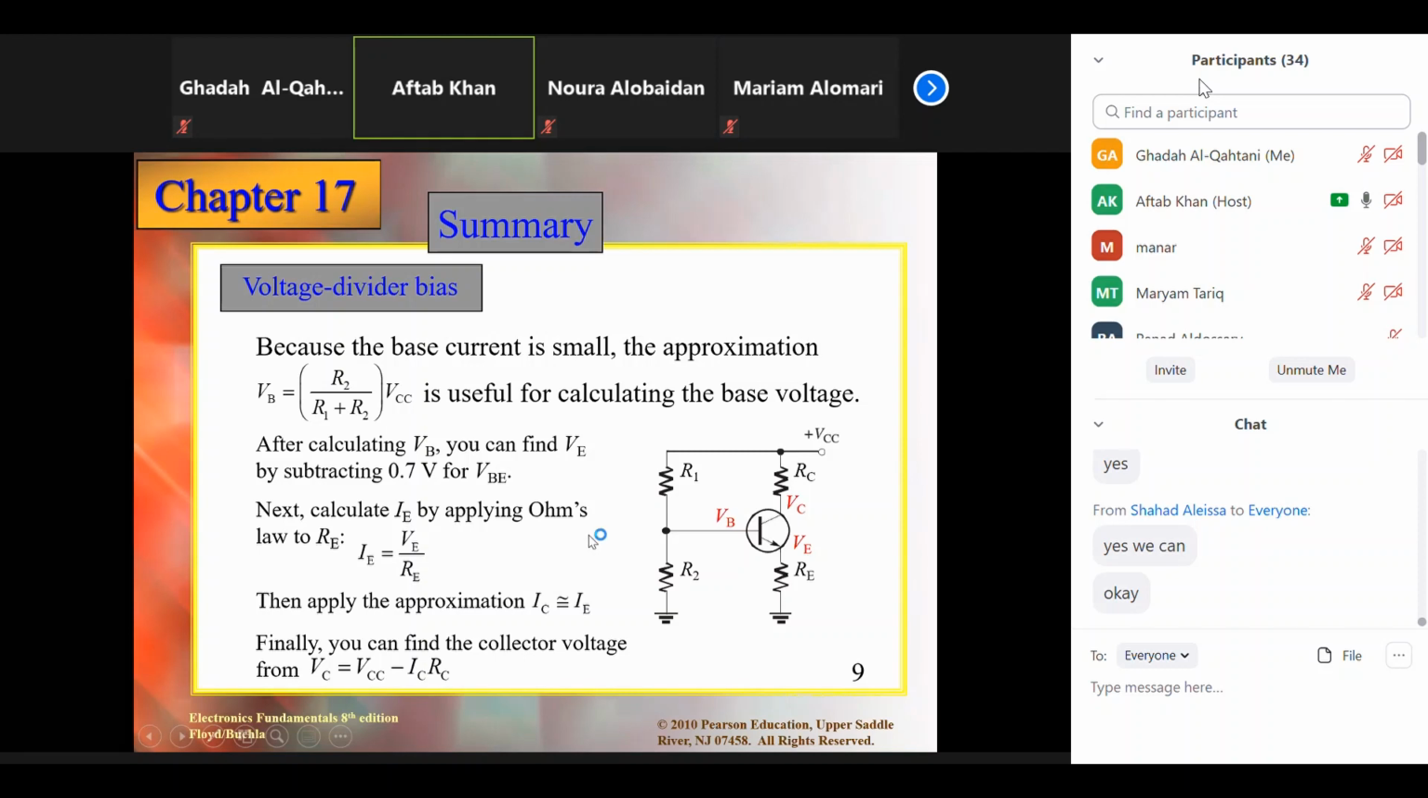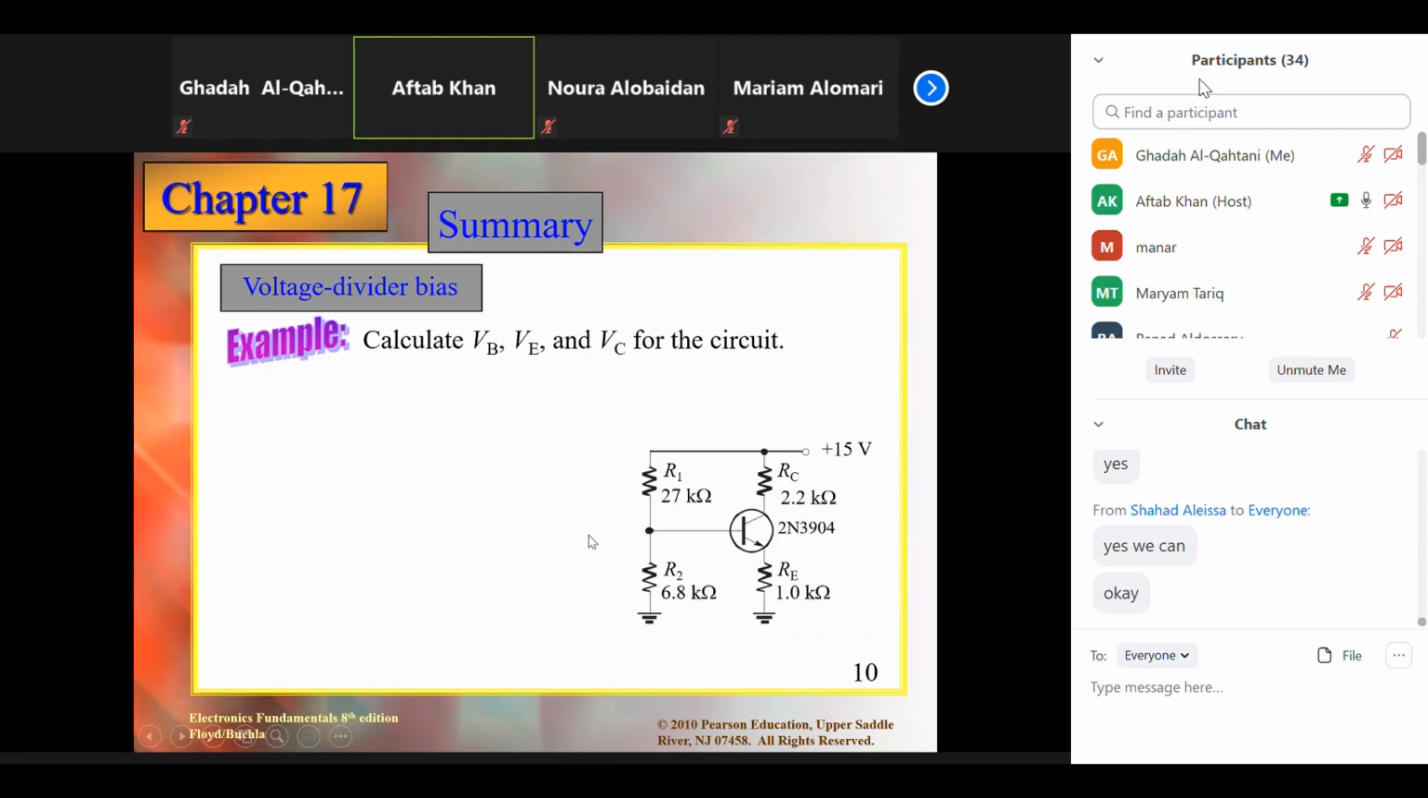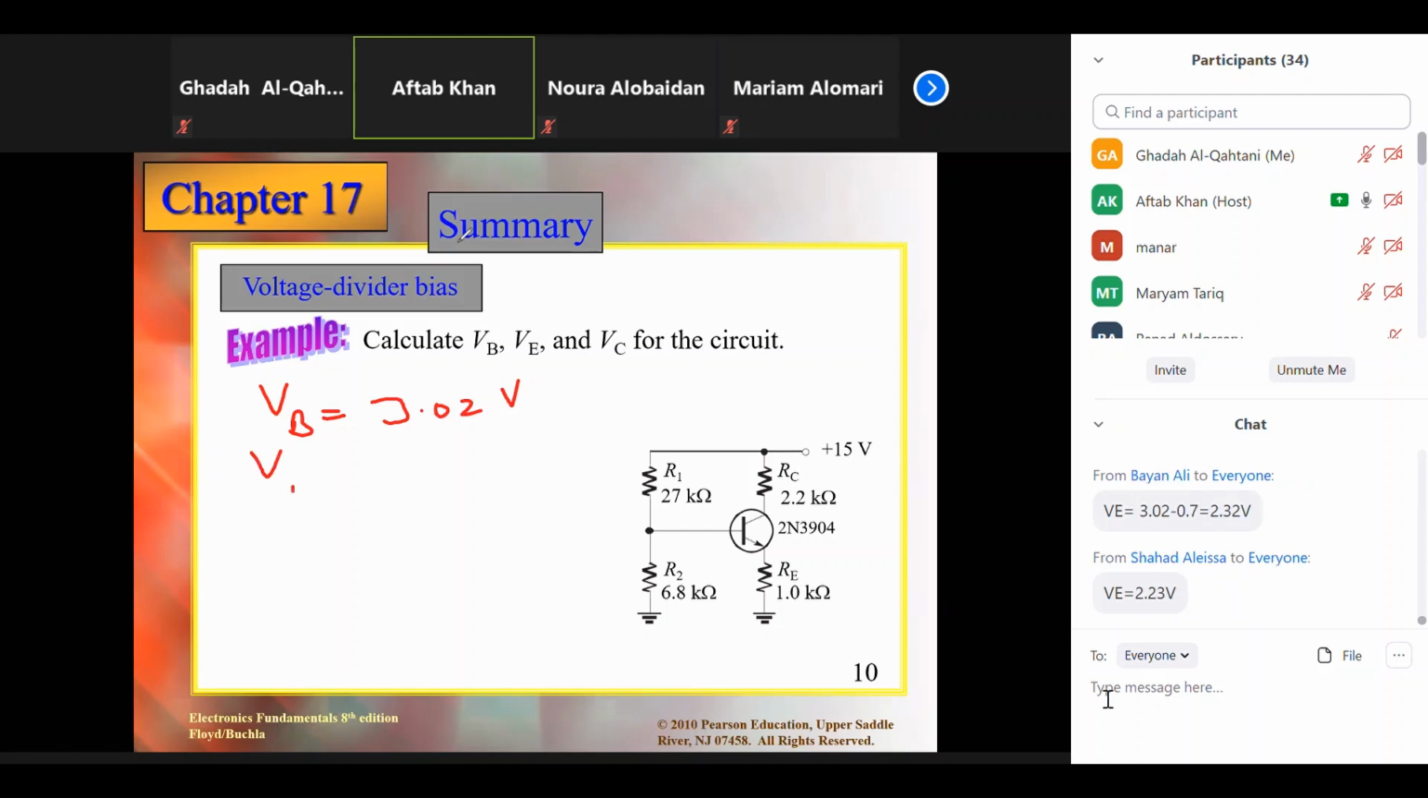All are here, and the question is like this. So you can solve this one. Try to solve. I will look at your attendance in between and you can check it. Easy. We just subtract that one. So 2.23 volts. No, Mariam, how could it be 0.32? Yeah, all right. Then one remaining is VC.